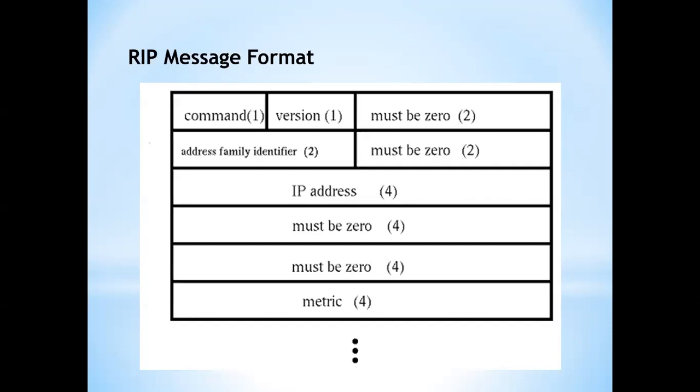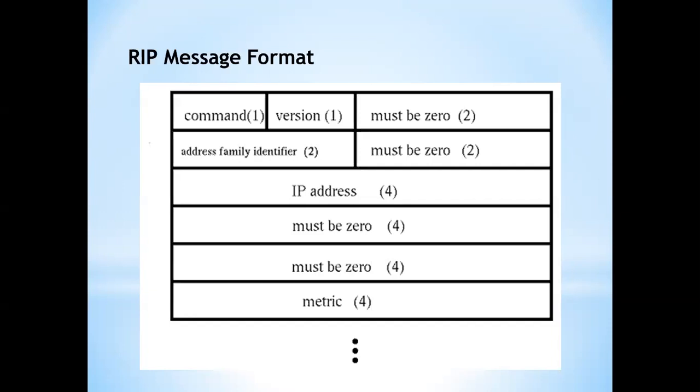Next is address family identifier. This field is used to specify the address family used. RIP is designed to carry routing information for several different protocols. Each entry has an address family identifier to indicate the type of address being specified. For example, the value of the AFI for IP is 2. Similarly, different values indicate different protocols.